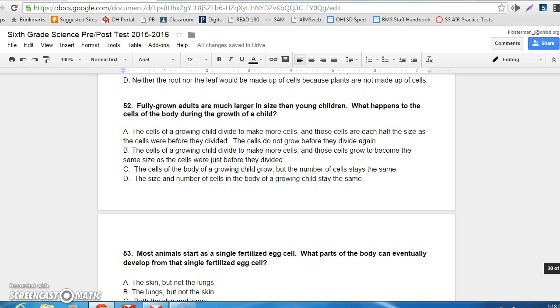52. Fully grown adults are much larger in size than young children. What happens to the cells of the body during the growth of a child? A. The cells of a growing child divide to make more cells, and those cells are each half the size as the cells they were before they divided. The cells do not grow before they divide again. B. The cells of a growing child divide to make more cells, and those cells grow to become the same size as the cells they were just before they divided. C. The cells of the body of a growing child grow, but the number of cells stays the same. D. The size and number of cells in the body of a growing child stay the same.